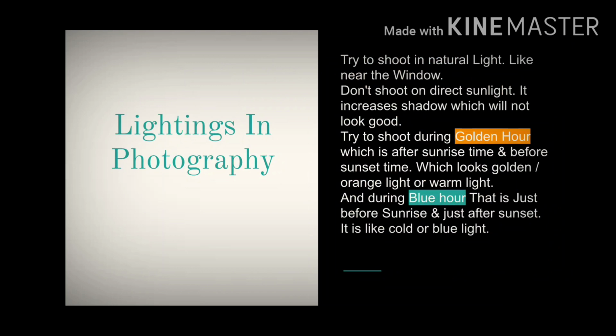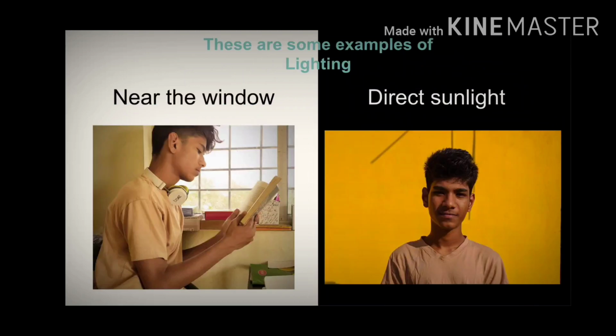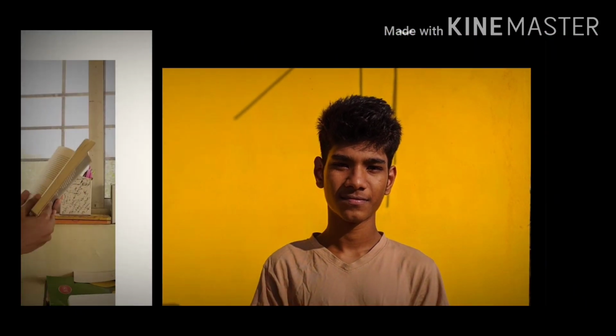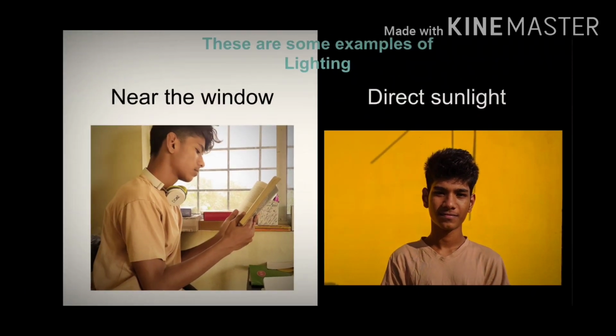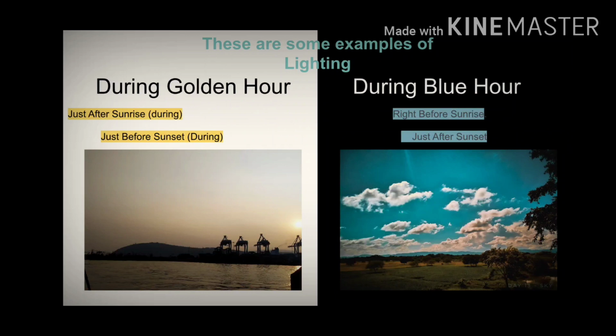The next tip is lighting. Try to shoot in natural light, like near the window. Here is the comparison between shooting near the window and shooting in direct sunlight. In the second one, you can see there is more and more shadow. The peak is not so clear. So you should not shoot in direct sunlight, or if you wish to shoot, then use a diffuser.